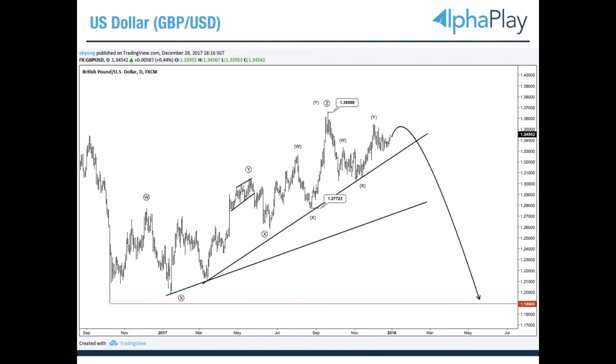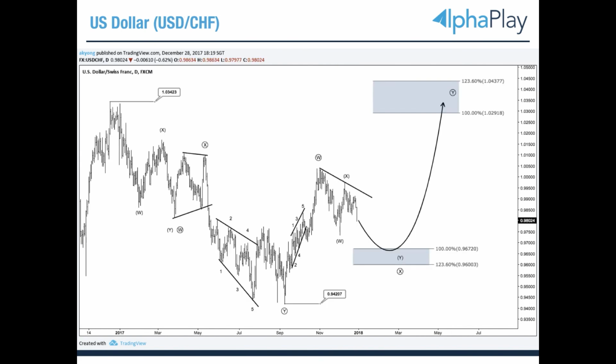When dollar really strengthens, the drop we are expecting can go up to 1.189. So now we are at 1.34. That is a very huge move. Another one to look at is dollar franc. Again, this is a nice impulse. If we continue to do this as a correction, we might potentially catch this up. So this one again can be applied to 2018 outlook.